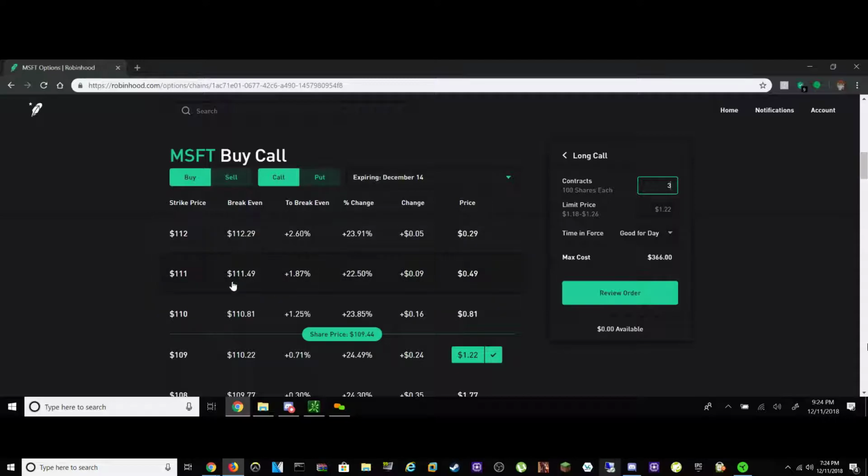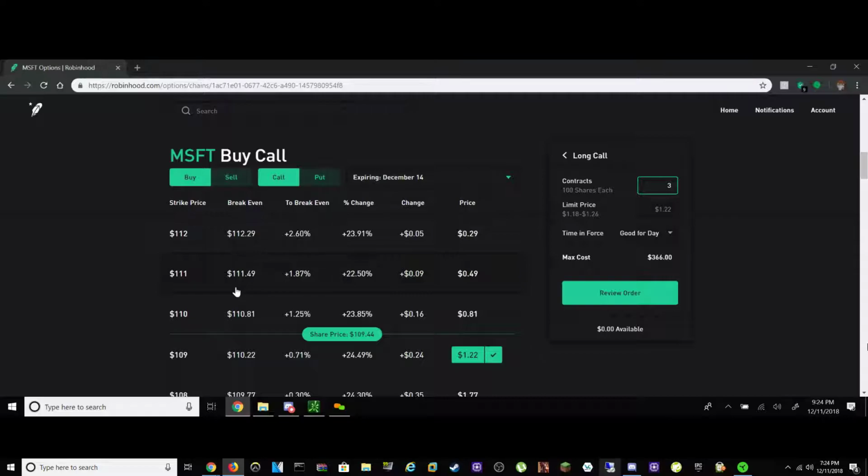That's something that you can easily calculate. Literally, you just add the price that you're paying for the contracts to your strike price, and that's your break-even price. So what that means is, if you buy your option at 111, in order to break even, the price of the stock has to be 111.49. Otherwise, you're losing money. So I'll get back to that in a second.